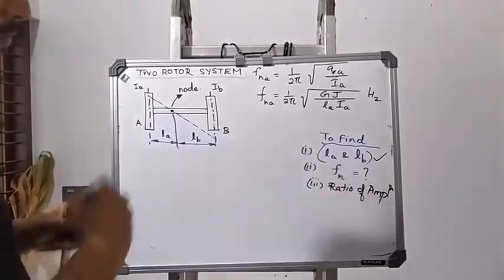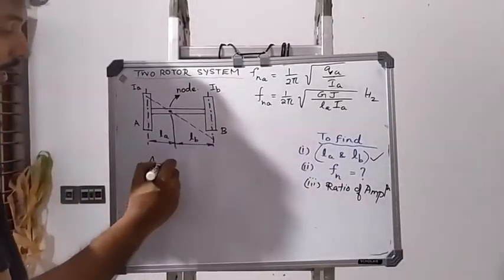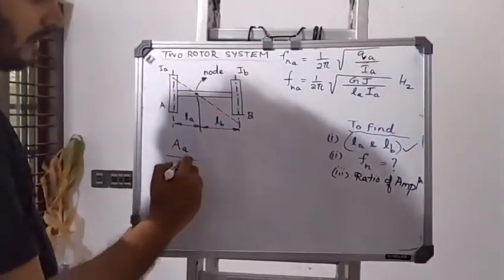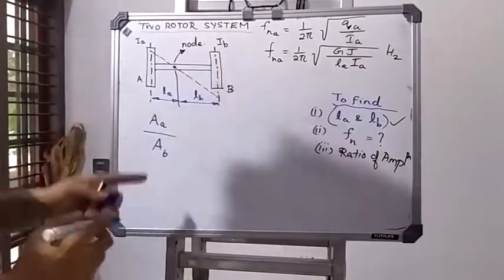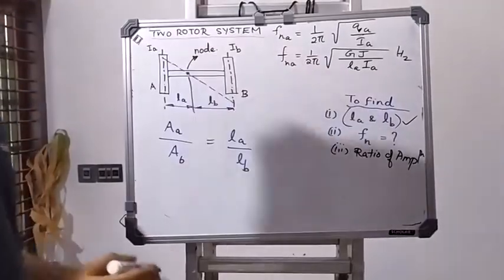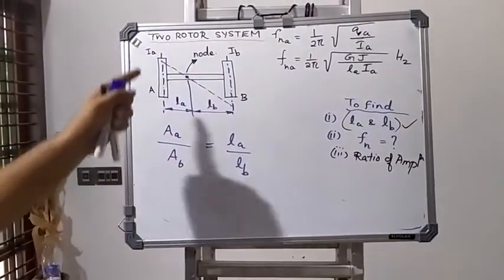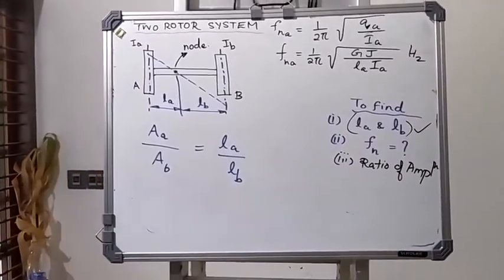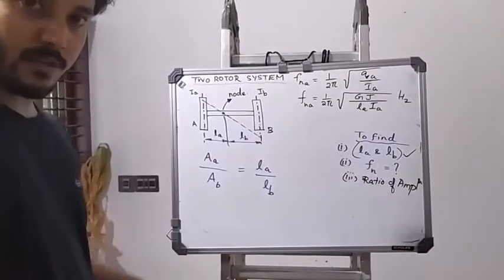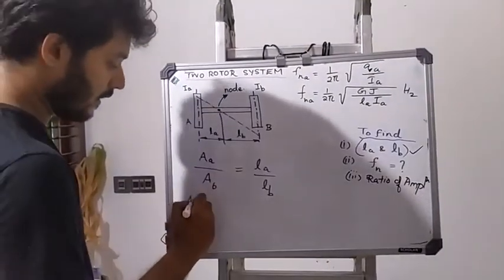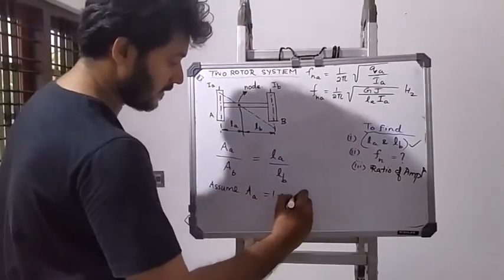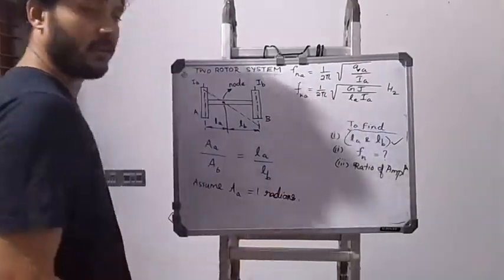Now, lastly, you will be asked to find out the ratio of amplitudes. If AA is the amplitude of rotor A and AB is the amplitude of rotor B, then the ratio will be directly proportional to LA by LB, the ratio of the portions of length corresponding to rotor A and rotor B. Either one of the amplitude values will be given in the question. If not, it is alright to assume the amplitude A equal to 1 radian. Here we are calculating all the amplitudes in radians.